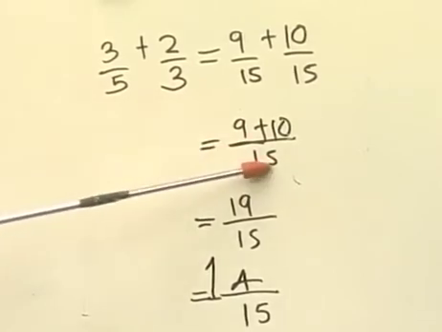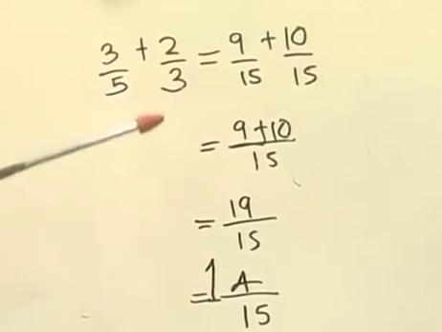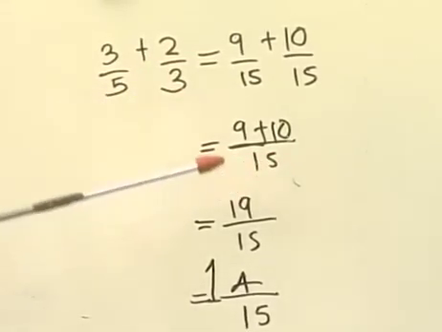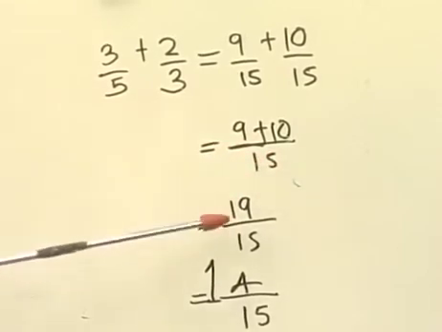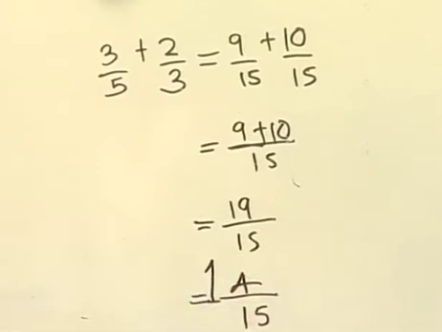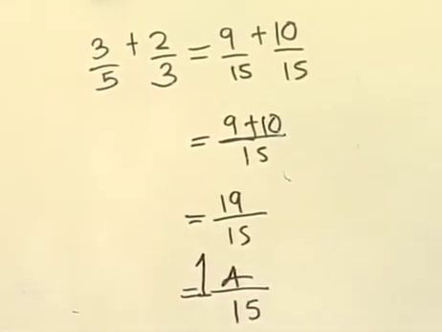Same with the next one. 15 divided by 3, which is 5. 5 times 2 is 10. So 9 plus 10 is 19 over 15. What type of fraction is 19 over 15? It's an improper fraction. So what do you do?